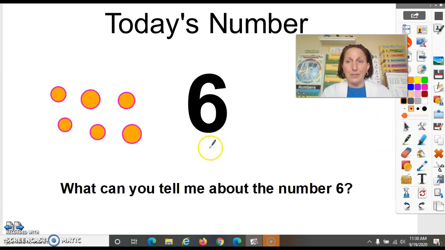We can also write the word 6. 6 is spelled with an S, an I, and an X. 6.